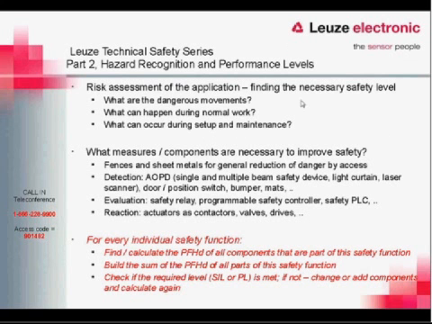So as we saw on this slide before, at the bottom we talked about how we need to calculate the PFHD for all the components in this to see if they fit that safety integration level, or performance level, or safety category, depending on which standard you're going by.